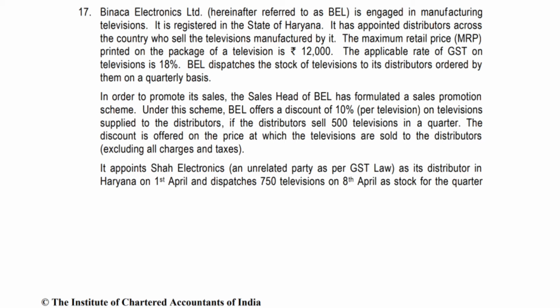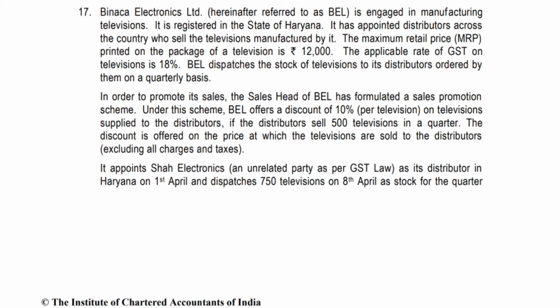So, in order to promote its sales, the sales head of BEL has formulated a sales promotion scheme. Under this scheme, BEL offers a discount of 10% per television on televisions supplied to the distributors, if the distributor sells 500 televisions in a quarter. The discount is offered on the price at which the televisions are sold to the distributor. So 10% का डिस्काउंट मिलेगा अगर आपने 500 टेलीविजन्स बेचे. So all the amounts are exclusive of GST.